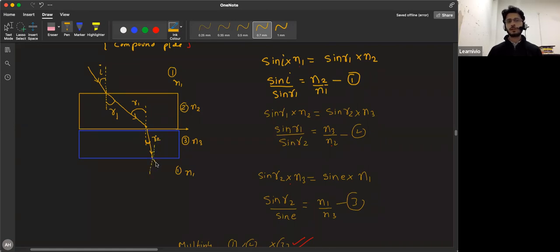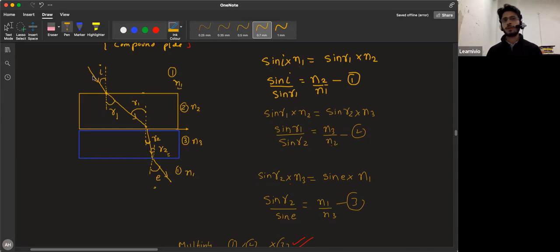Now, the ray is again coming out of it. This angle here is also R2. This is the angle of incidence, and this is the angle of emergence. So for the first surface, angle of incidence is I, angle of refraction is R1. Second surface, angle of incidence is R1, angle of refraction is R2. Third surface, angle of incidence is R2, angle of refraction is E. Now let's apply Snell's law for all the surfaces. For this particular surface, sine I into N1 is equal to sine R1 into N2.